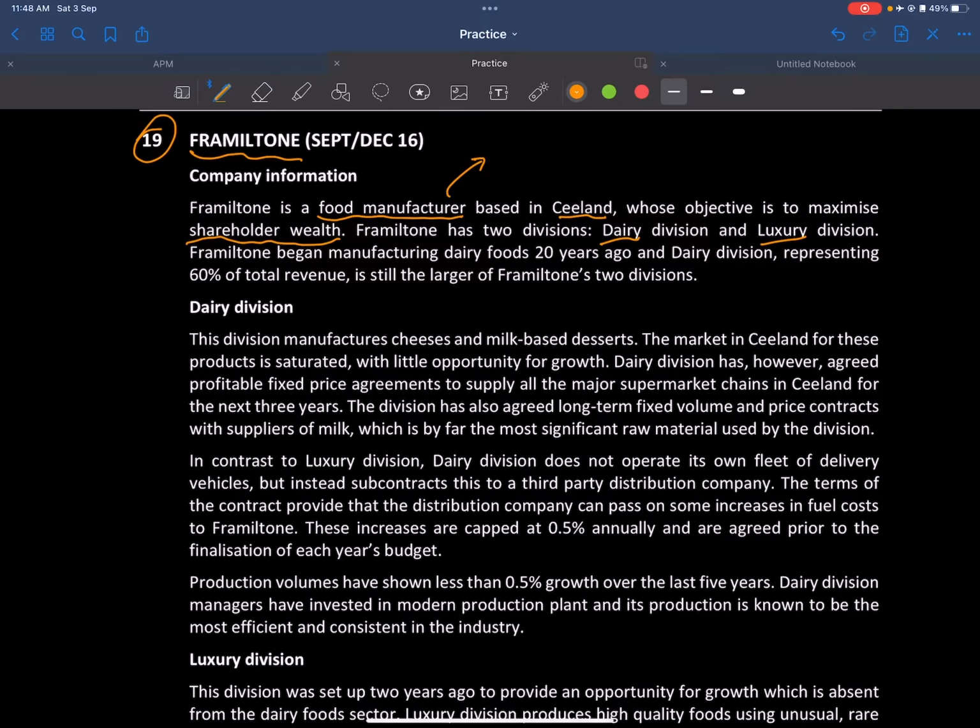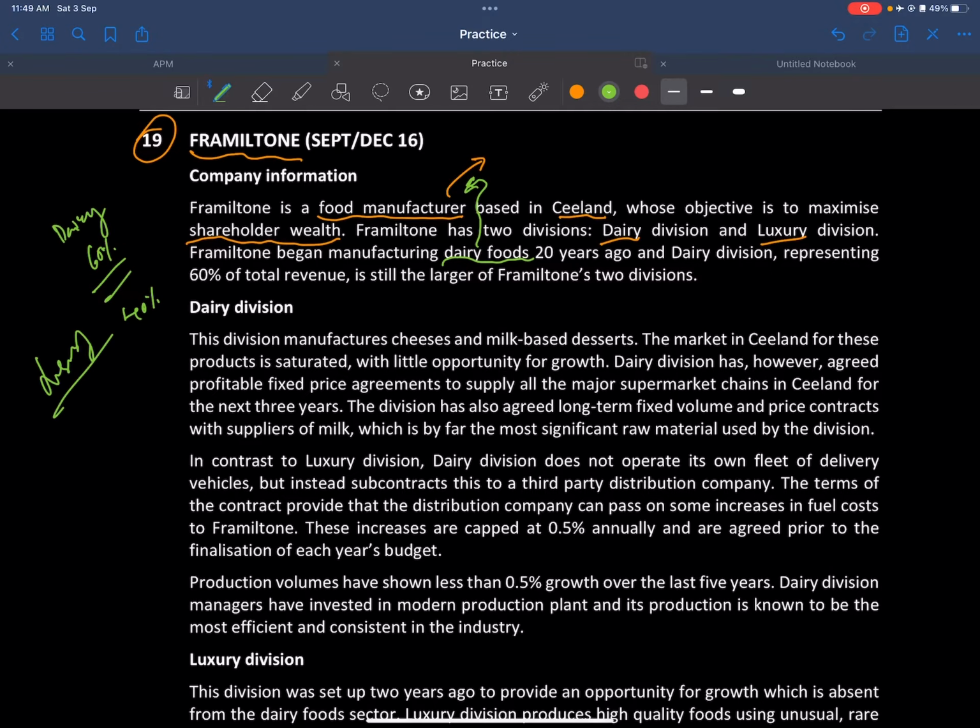What kind of implications could that have? So we are assuming that 20 years ago they started manufacturing dairy foods. Then what happened? Then they moved towards food manufacturing, right? It seems like that. Food manufacturing, why is that? Because they added a luxury division. Even in this first paragraph itself, a little bit of company background will give you a lot of idea about it. And 60% is from dairy division. Dairy division is comparatively bigger, 60%. So 40% is from luxury division.